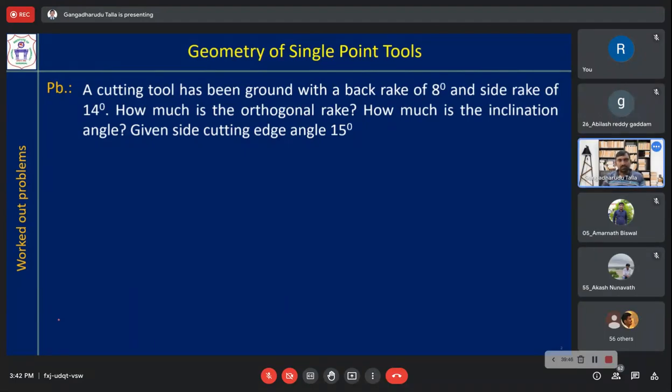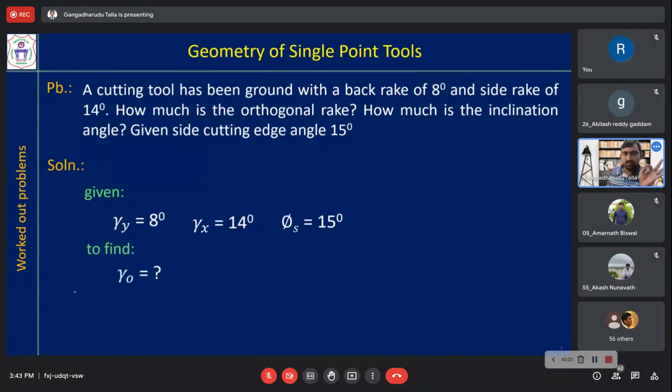Inclination angle is lambda. Side cutting edge angle is given. What is its representation? Phi s is given as 15 degrees. So you should know what is given first, then use the relations that I have written to find the remaining angles. So gamma y is 8 degree, gamma x is 14 degree, phi s is 15 degree. That is what is given.